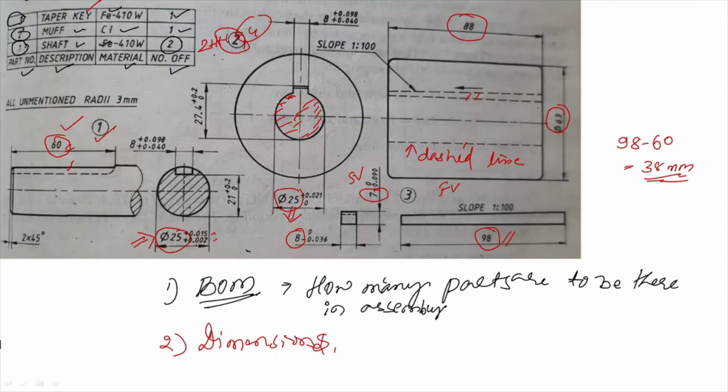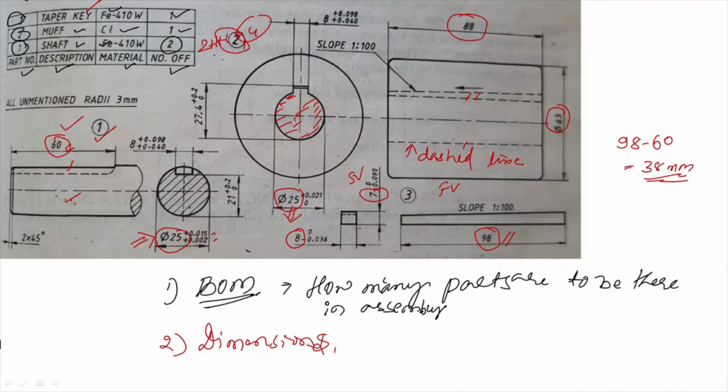Next, if you consider the number of shafts as 2, they have given the number of shafts as 2. That means you need to insert two shafts. Those two shafts are to be connected with the help of this key.